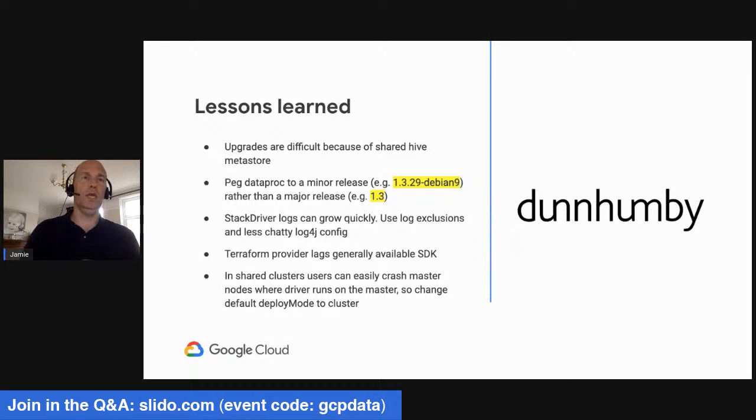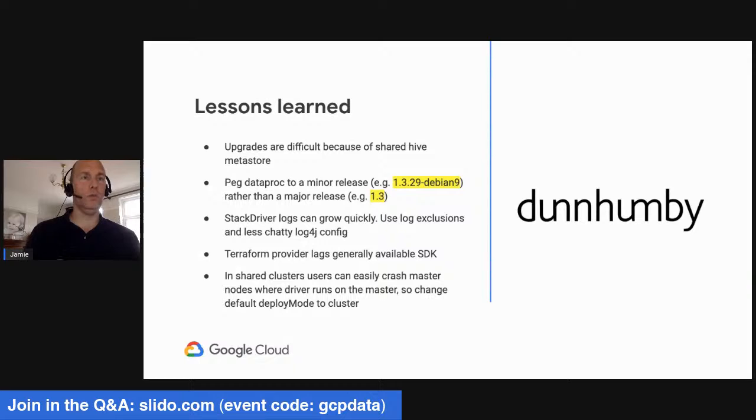We found out recently, in fact, Google have announced very recently, they've got a new service coming where they will actually host the Hive metastore for us, and we're hoping to make use of that in the near future, just to alleviate some of the headaches that we have around this. We recommend you peg Dataproc to a minor release rather than a major release. We have seen instances where a change to a minor release can actually break functionality. Google claim that should never happen, but we have seen it happen. So just thought I'd mention it here.